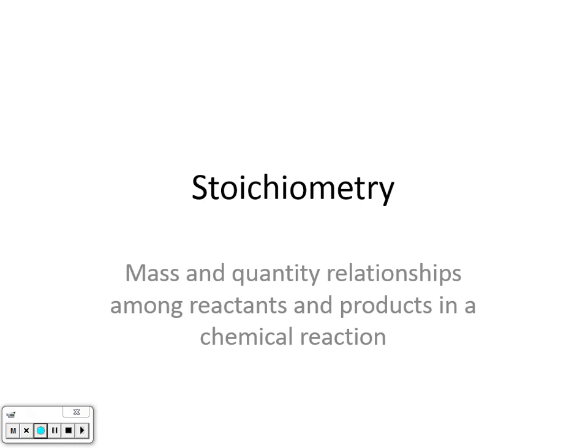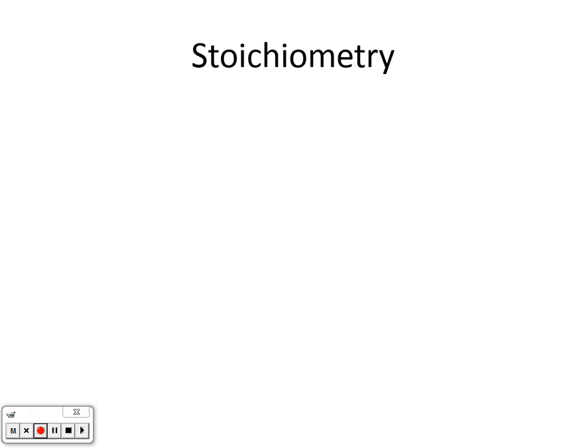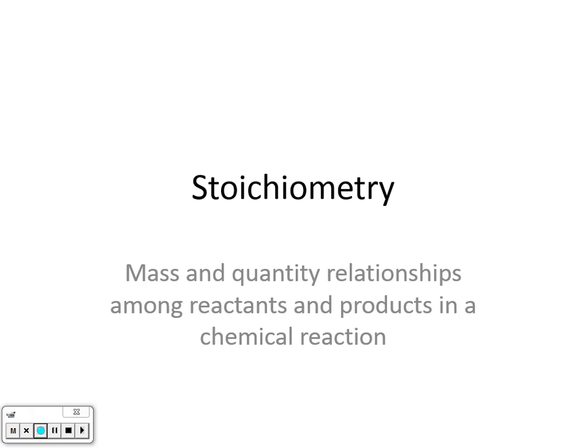All right, so as you can see from the first part of your outline, when we talk about stoichiometry, we are going to be doing mass and quantity relationships among reactants and products in a chemical reaction. So instead of just talking about what is present, we're going to talk about how much is present. Okay? So mass and quantity relationships among reactants and products in a chemical reaction.